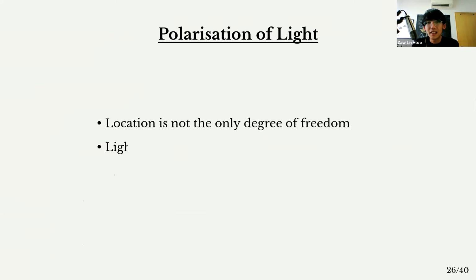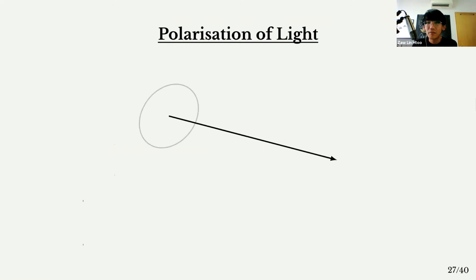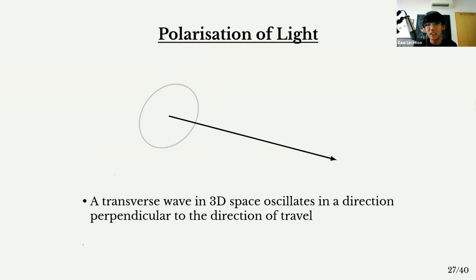And it's easier to kind of go back to the classical picture of the wave first, and then we'll go back to the quantum picture afterwards, right? So because light is a transverse electromagnetic wave, when you say it's traveling in one direction, it's actually oscillating in some direction that is perpendicular to the direction that it's traveling in. So for example, if the wave is traveling in that direction that I illustrated here, it could be oscillating like that, or it could be oscillating like that, or anywhere in between.